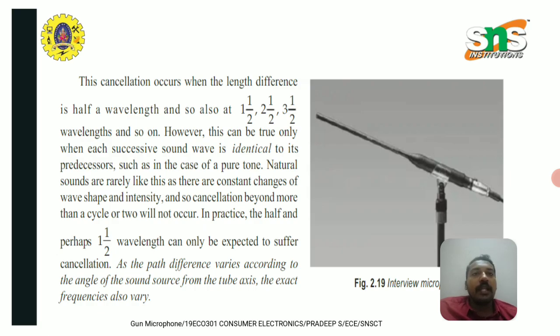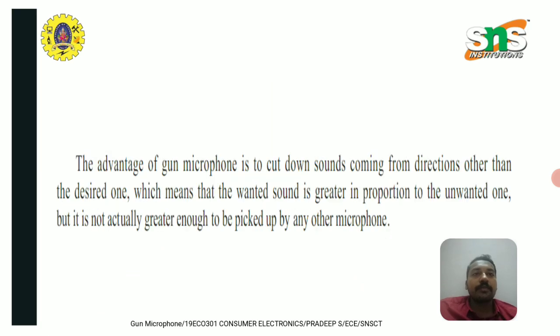Natural sounds are rarely like this, as there are constant changes of wave shape and intensity, and so cancellation beyond more than a cycle or two will not occur. In practice, the half and perhaps 1.5 wavelength can only be expected to suffer cancellation, as the path difference varies according to the angle of the sound source from the tube axis. The exact frequencies also vary.